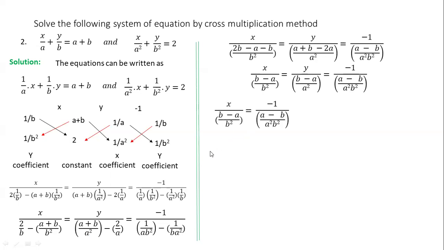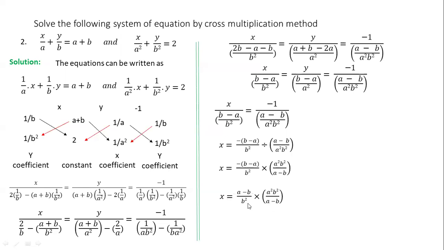And take this term here, minus B minus A upon B square divided by A minus B upon A square B square. So minus A minus B upon B square, when division is there, you have to take the reciprocal, A square B square upon A minus B. Now, when you open the bracket, it becomes minus B plus A, you become minus A minus B upon B square into A square B square upon A minus B.